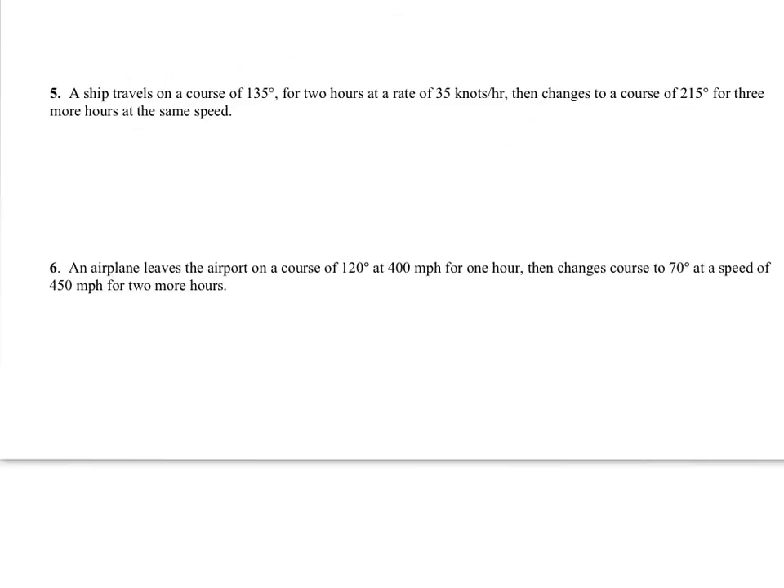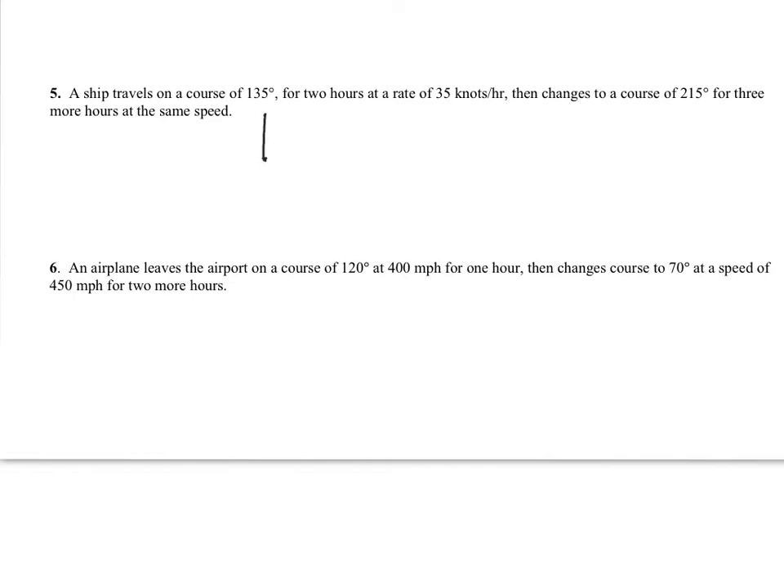Here we go with problem 5. A ship travels on a course of 135 degrees for 2 hours at a rate of 35 knots per hour, then changes to a course of 250 degrees for 3 more hours at the same speed. Okay, so we're going to pick a point where our ship initially starts. I'll just put that spot right there.